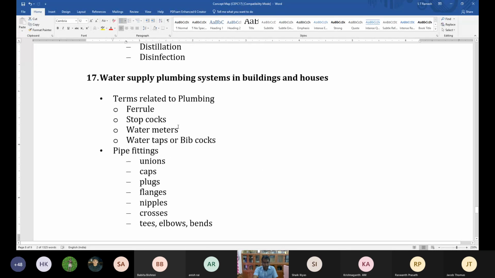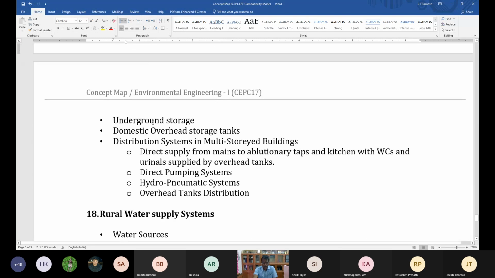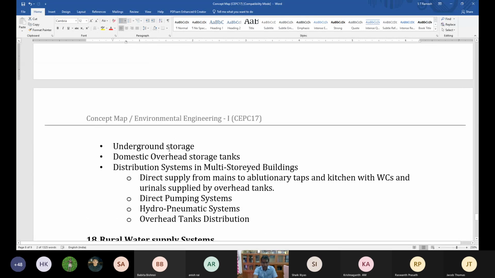Okay, and the last part of the lecture is about how to supply the water in the buildings. That is important. We'll be discussing in detail plumbing methods in buildings as well as houses, and how to store the water in your boundary, for example in your household, where they may use underground storage or overhead storage.